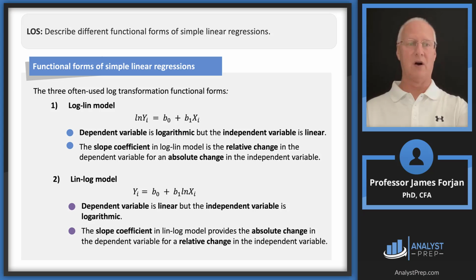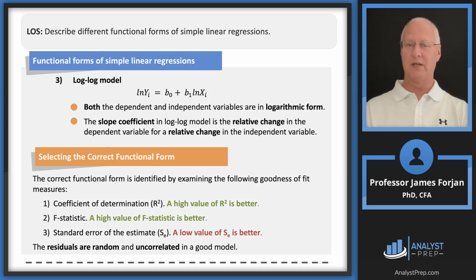There's number 1, the log linear model. So we take the log of y, but we leave x in its current form. Or we could do the Lin-Log model. There's number 2. We could leave the y variable in its current form, but take the log of the x variable, the independent variable. Or we could do the log of both the left-hand side and the right-hand side.